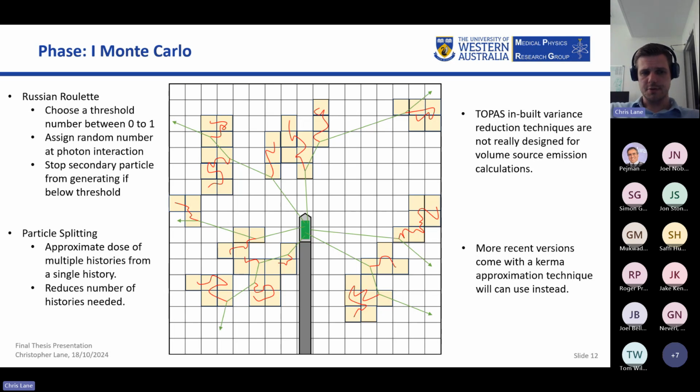The other one is known as particle splitting, which is somewhat similar, except that when you generate the secondary particle, you can estimate the effective range it has, and then you use a random number generator to rescale that range in various ways and in various directions, so you can get an approximation for the dose, and you don't need to run as many histories.